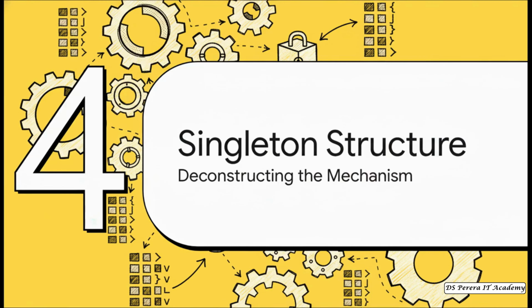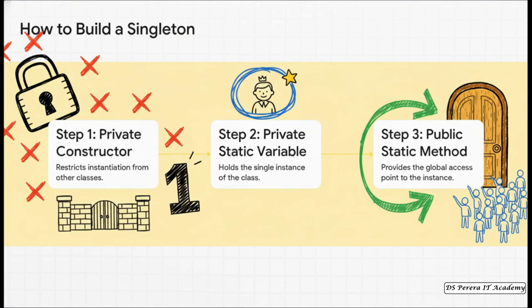Okay, so we've covered the what and the why. We know what it does and why it's so darn useful. But the really interesting part is the how. How does it actually pull this off in the code? Let's peel back the layers and look at the clever mechanism that makes the singleton pattern work. Now, you might think this is going to be super complicated, but it's not.